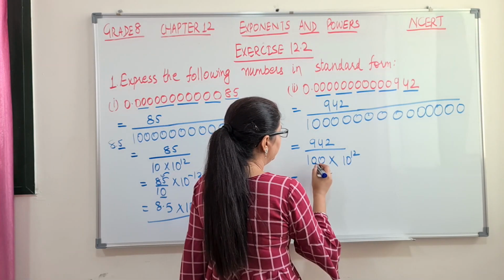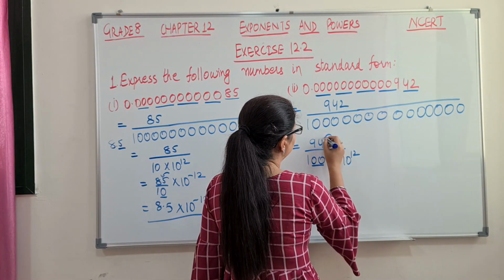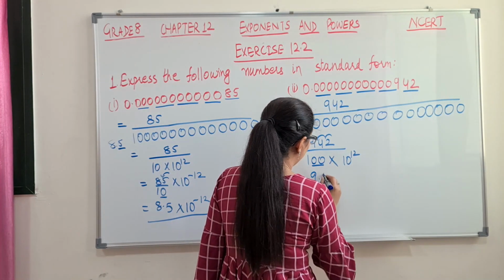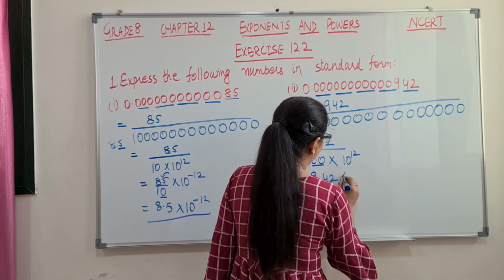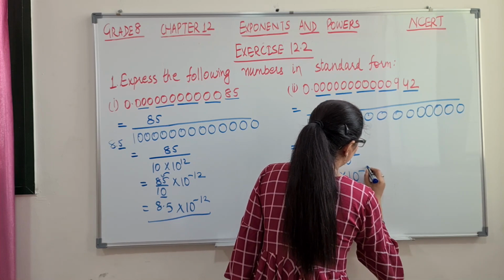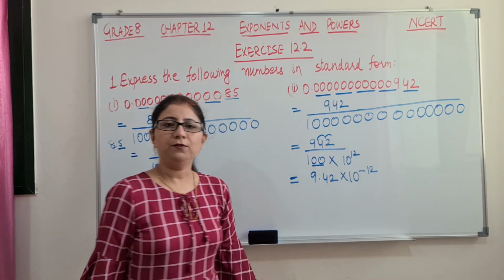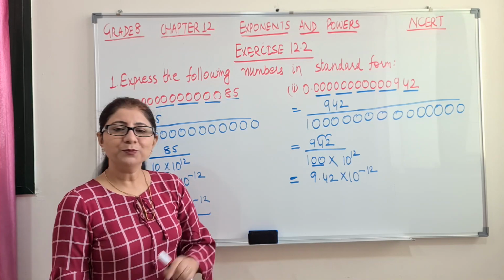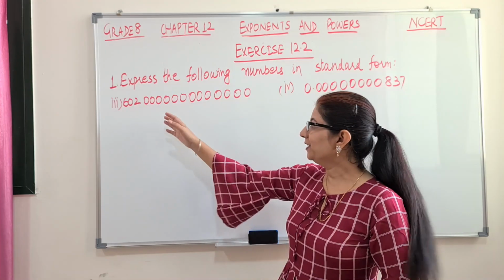So here these 2 zeros will shift the decimal here. So that means it will be 9.42 and this positive exponent, when we take the reciprocal, it will be converted into negative exponent. Correct? Now let's move to our third part. This is our third part.